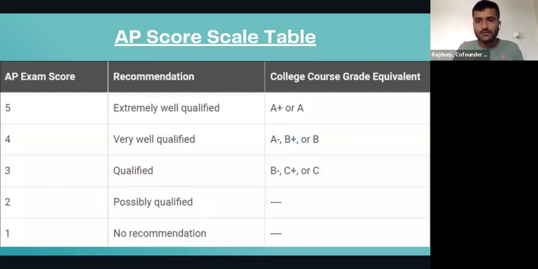Now, what should be my aim? Obviously 5 on 5. But if not 5 on 5, at least a 4 on 5, because there are colleges which will also give you credits even if you get a 4 on 5. They are not just looking at 5 on 5, they're also looking at 4 on 5, right? So ideally 5 on 5, but even in case you're not able to get a 5 on 5, at least a 4 on 5 is something that you should be targeting.